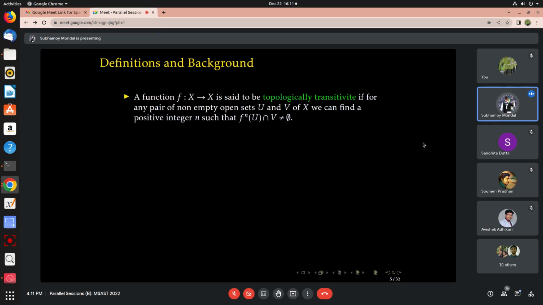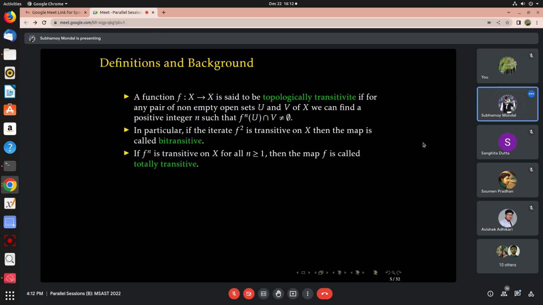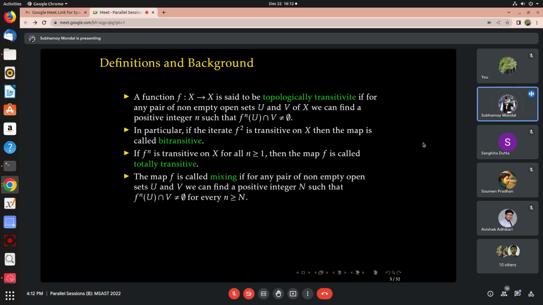Now, a system is called topologically transitive if we take any two non-empty open sets U and V and start to iterate, at some finite iteration you will fall into the open set V. And if in particular F2 is transitive, then it is called bitransitive. And if Fn is transitive for all n, then we call it totally transitive. Now, mixing is another important property of a dynamical system, which is a generalization of topological transitivity. This says that the intersection actually holds after some finite times.